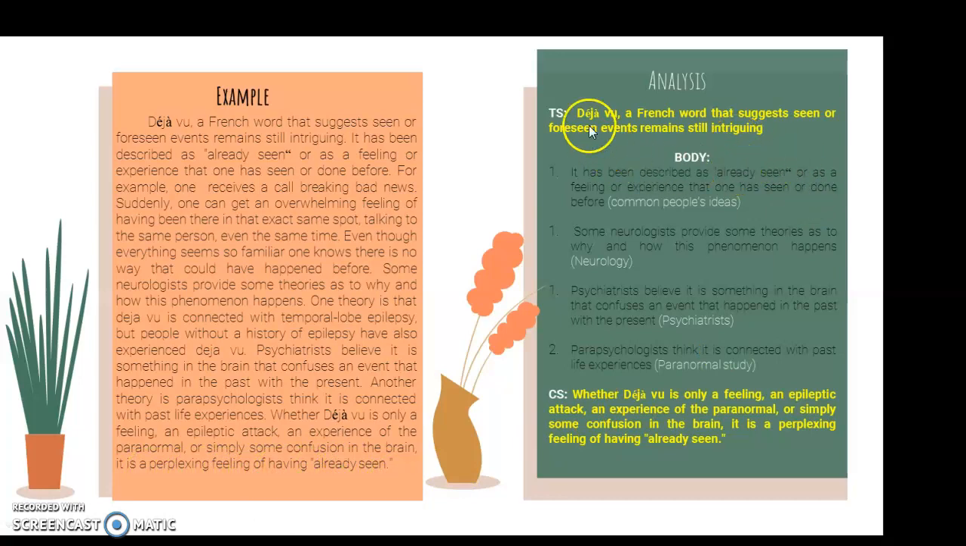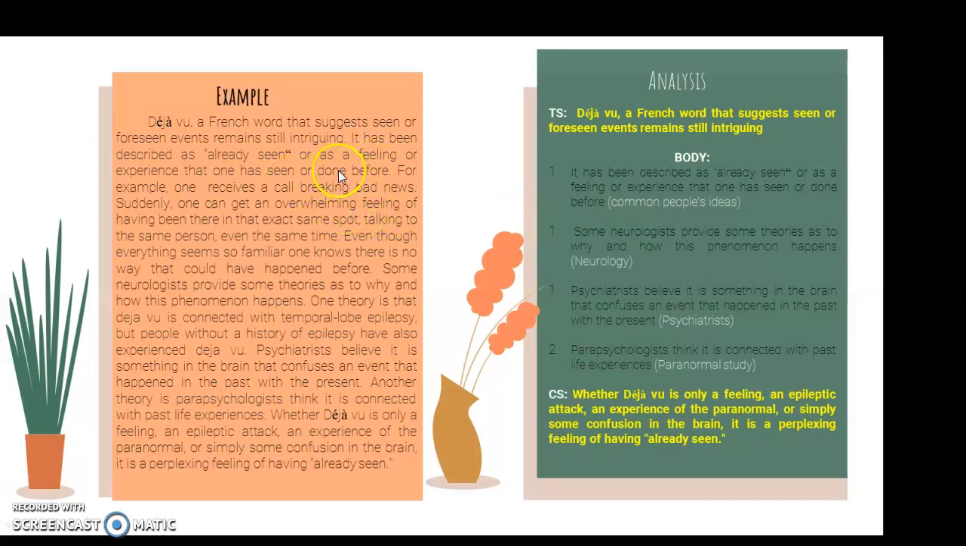As you may see here, my topic sentence suggests that I will define the word déjà vu, a French word given in the dictionary, that may probably be seen as something that we have already seen or foreseen, something that we have already experienced. In the body, I give 4 important ideas. And here you will see it has been described as already seen, or as a feeling or experience that one has seen or done before.